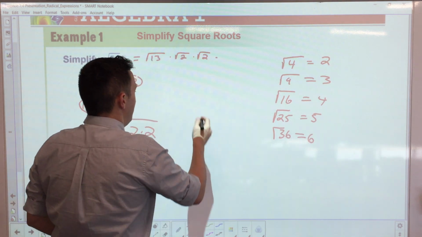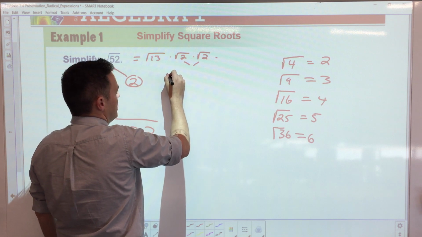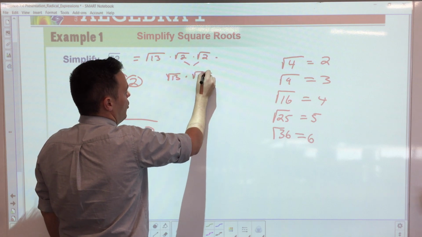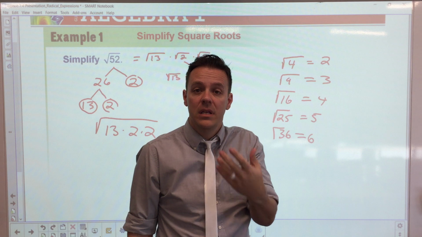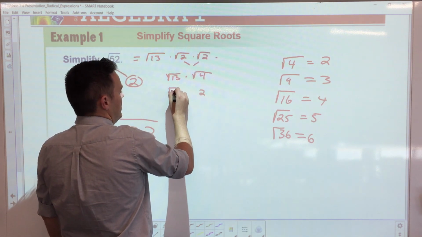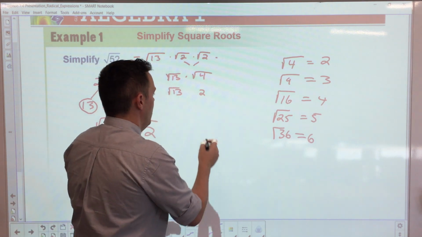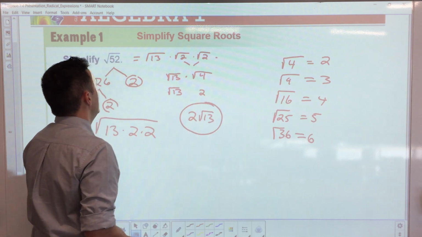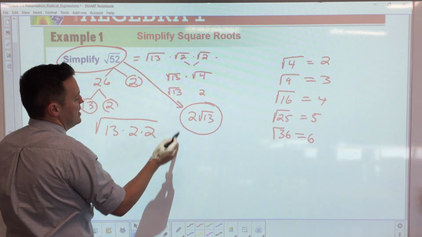But if you combine these two together, you'd have the square root of 13 times the square root of 4. And now I ask you, can you solve for the square root of 4? Yes, you can. The square root of 4 is 2. Now, can you do anything else to this equation? No, you cannot. So you would write it simply out like this. Okay, so to simplify this equation, you would end up getting that.